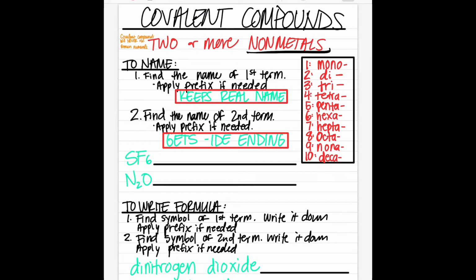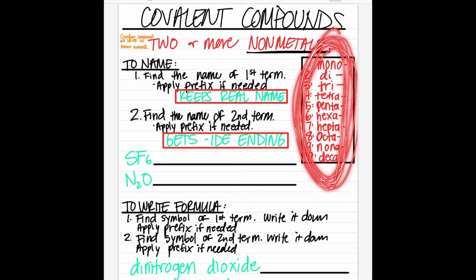Now, covalent compounds. Everything that we've done up until this point has been a nonmetal and a metal. Okay, now this is what happens when you have 2 or more nonmetals. That's when you have a covalent compound. Now your rules for covalent compounds, this is when your prefixes come in. If you do not have this list of prefixes written down somewhere on your periodic table, do that now. Pause the video, write it on your periodic table somewhere.